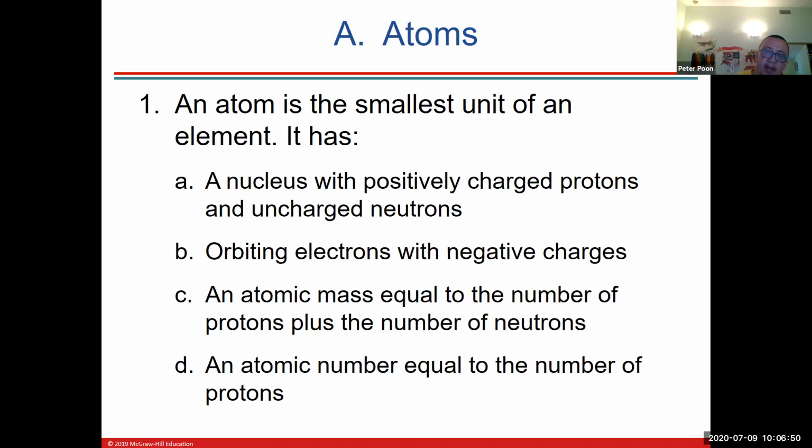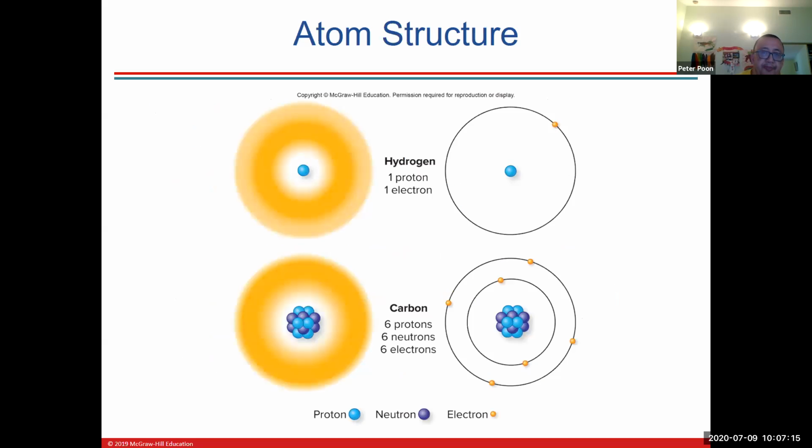Again, for the purpose of this class, a proton and a neutron have the same weight, and that is the atomic mass of 1. So the atomic mass is simply equal to the number of protons plus the number of neutrons. The atomic number is equal to the number of protons, or electrons, but usually we use protons.